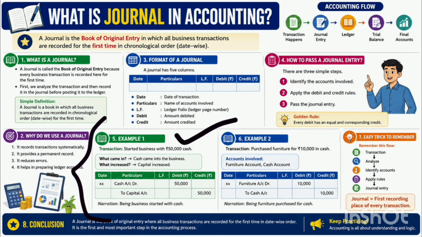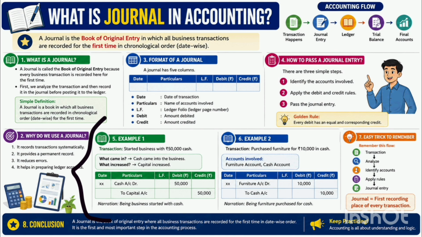Just see the first one. Started business with rupees 50,000 in cash. Here two accounts are involved: cash account and capital account. According to the modern rules of accounting, which I have covered in the last video, you can understand how to apply them. First of all, we have to identify the transaction, then identify the accounts. At least two accounts we get in each and every transaction.